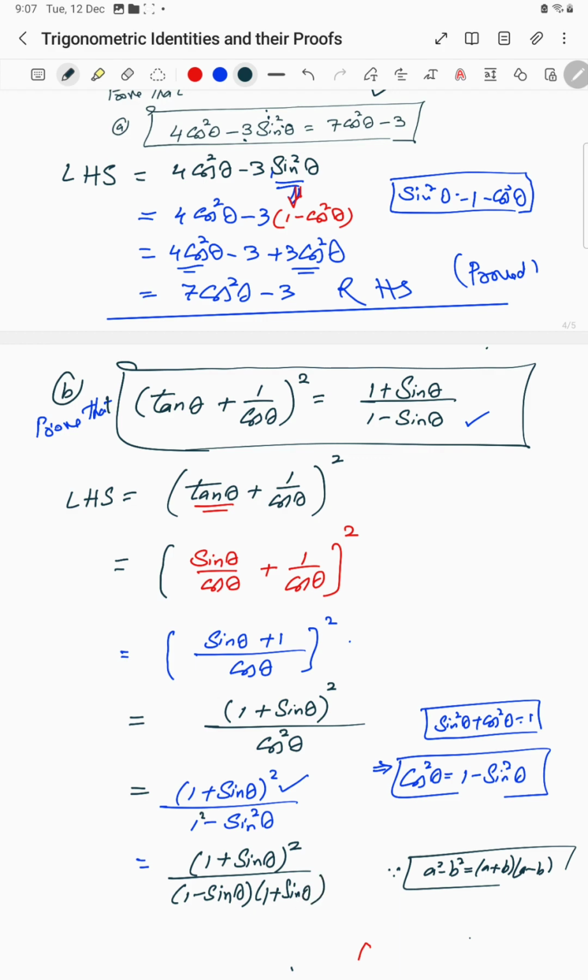Here you can see from the numerator we have the same term with the power 2. So this will be cancelled by this one, and we will get 1 plus sine theta over 1 minus sine theta. That gives you the right hand side. I hope it is clear. Let's proceed to another question.